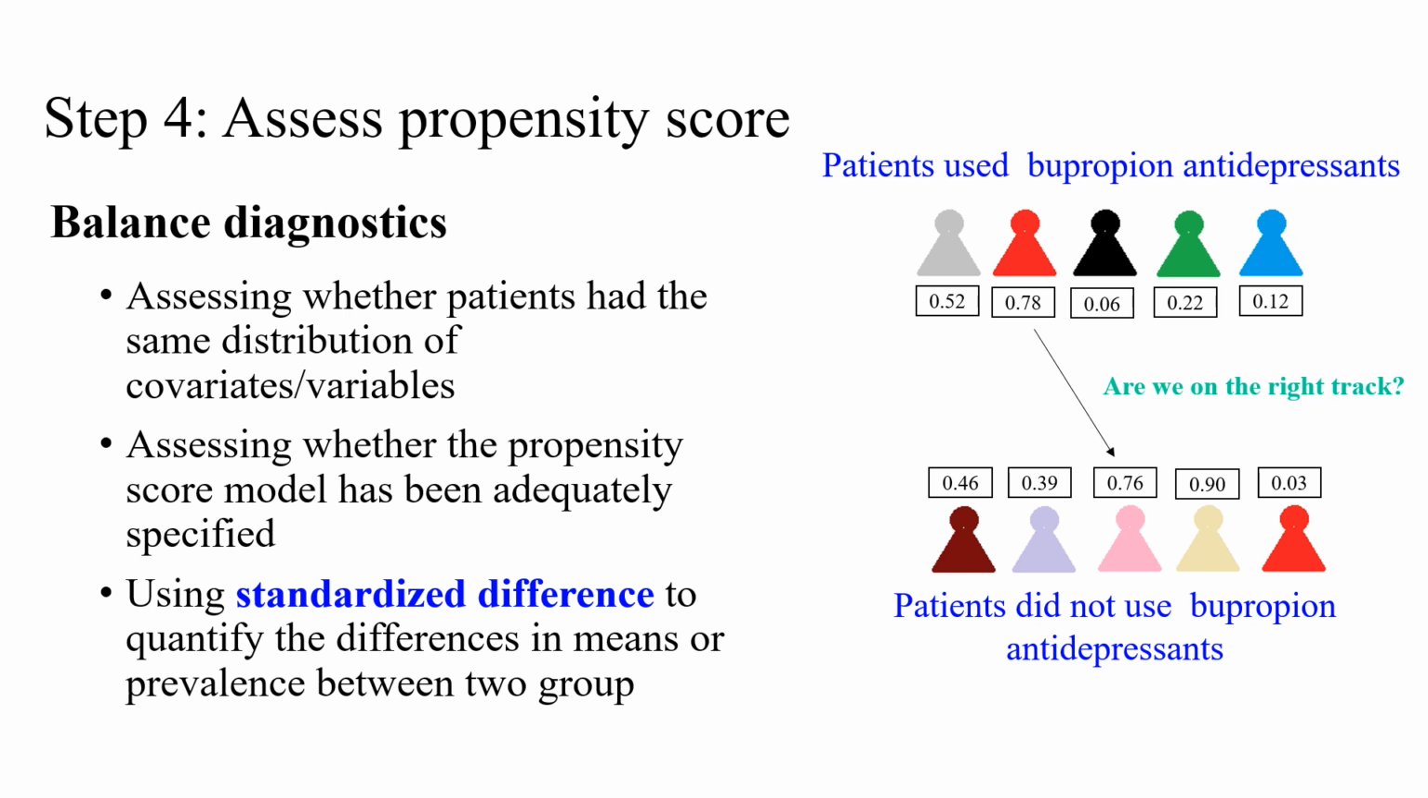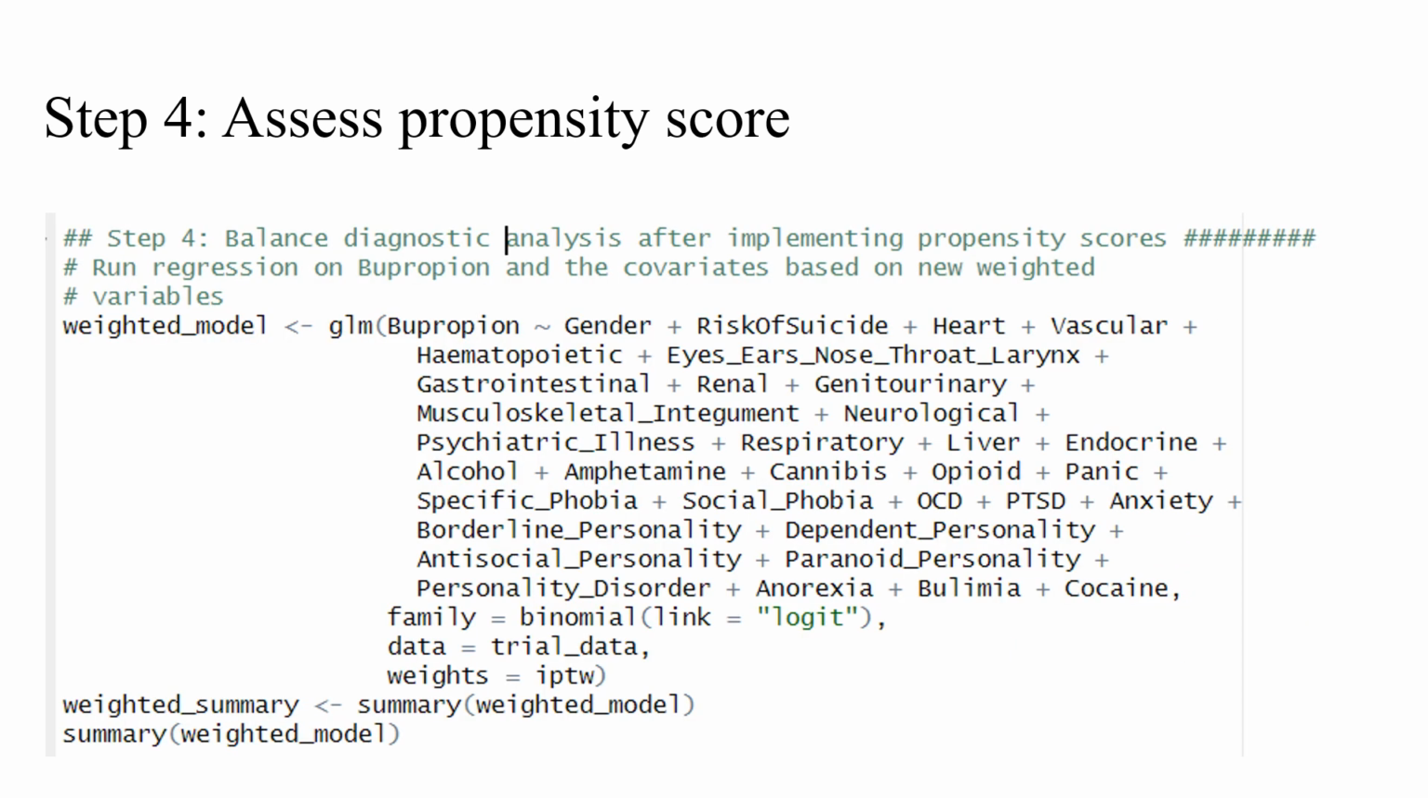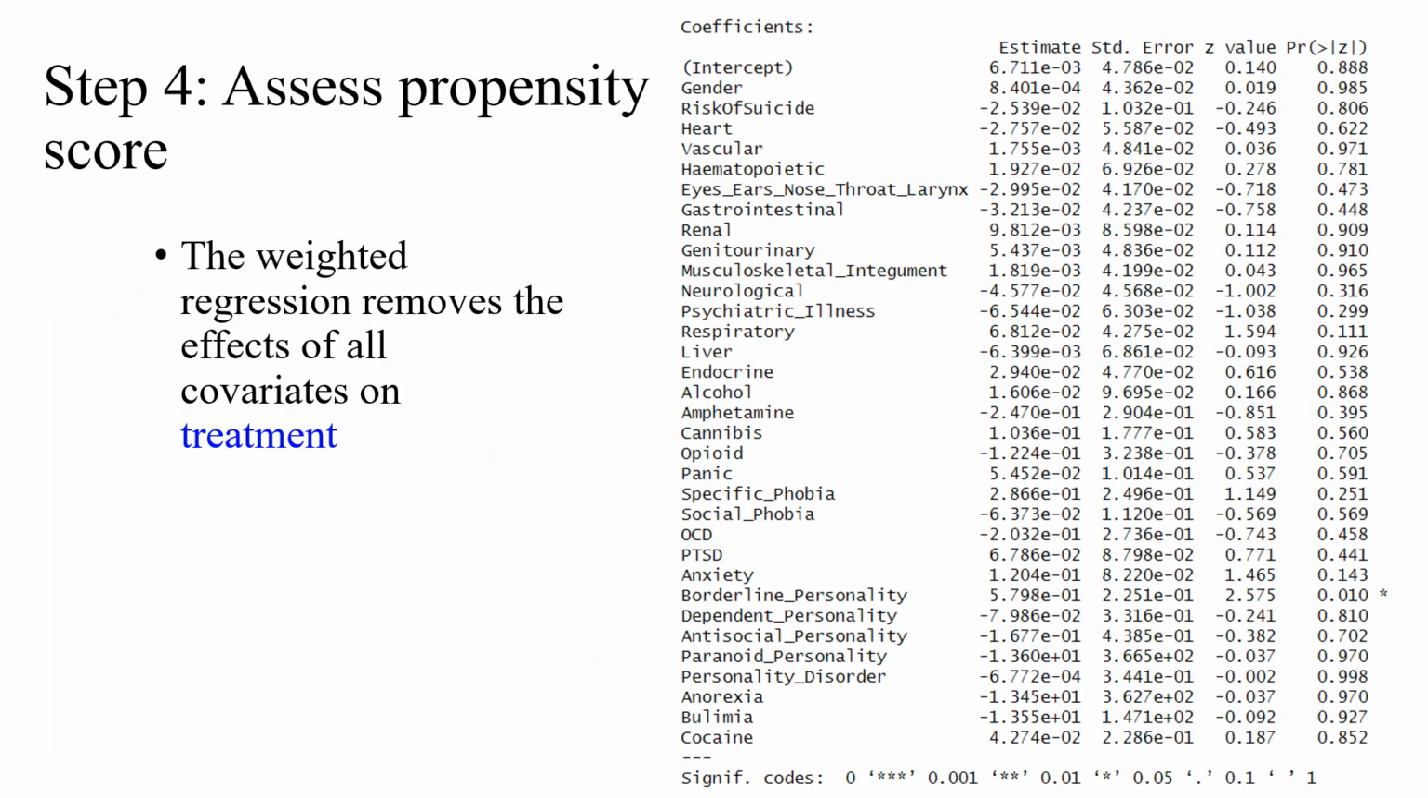Before proceeding to outcome analysis, we will have to make sure that the participants from two groups, treatment and no treatment, have the same distribution of the measured variables or the covariates. How do we do that? We will use standardized difference to quantify the differences in means or prevalence between the two groups. For balanced diagnosis, we have developed the weighted model. After running the code, let's see the result. The weighted regression removes the effects of all covariates.